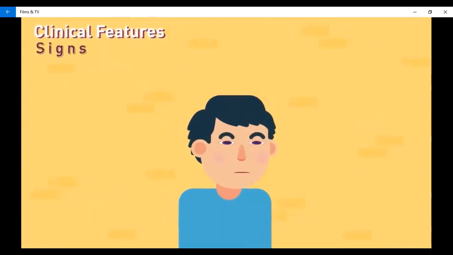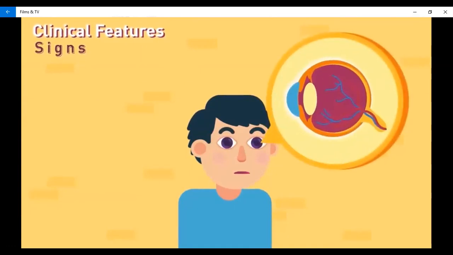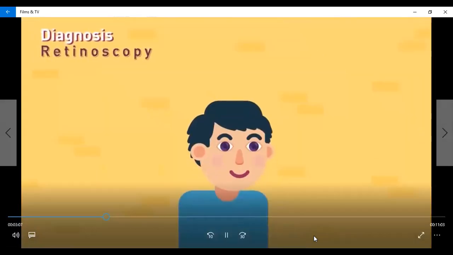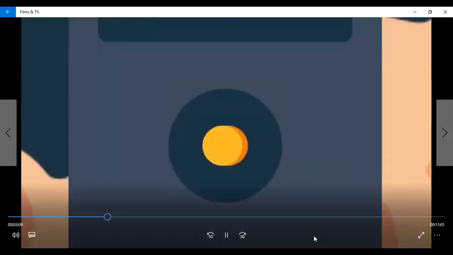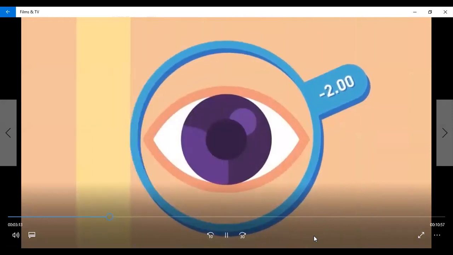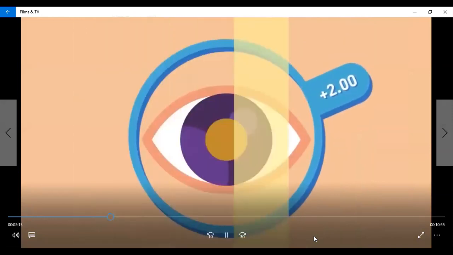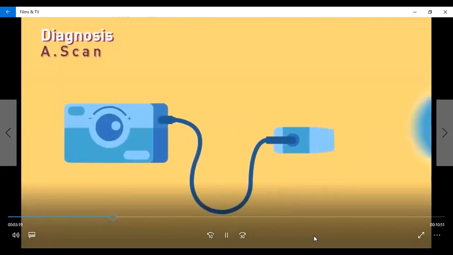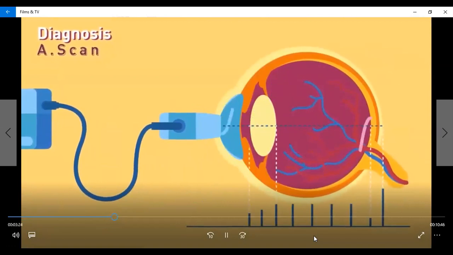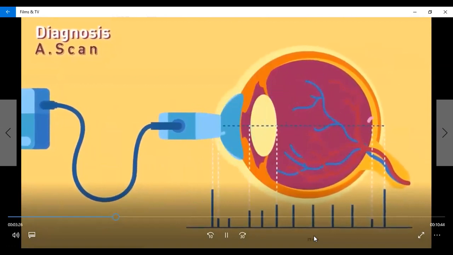Signs. Prominent eyeball, as eye is big. Retinal changes in pathological myopia. Diagnosis. Retinoscopy, a handheld device that throws light in the eye and allowing us to observe its movements and reflection, hence helping to confirm the refractive error. A-scan, a small ultrasound probe that throws ultrasound waves in the eyeball and then detects their reflections or echo timings, calculating the eyeball length.